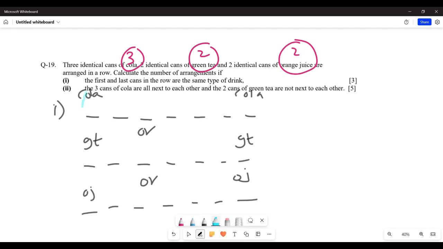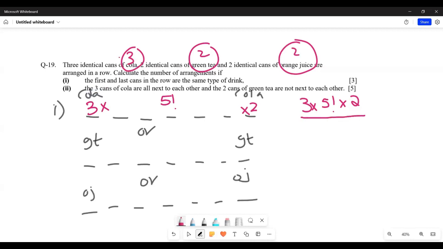So this has to be a cola. So there are three contenders for the cola. So I'm going to write 3 here. And then there would be 2 contending cola cans here. So times 2. And in between, take away 2 from 7. So that's 5. So in between we have 5 cans. So that's going to be 5 factorial. So when cola is at the start and cola is at the end, it's going to be 3 times 5 factorial times 2 arrangements. However, there's a lot of repetition here.